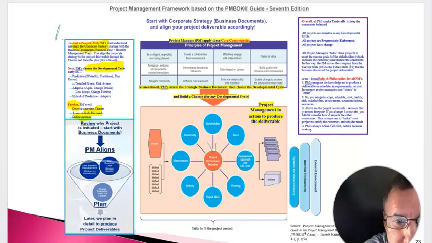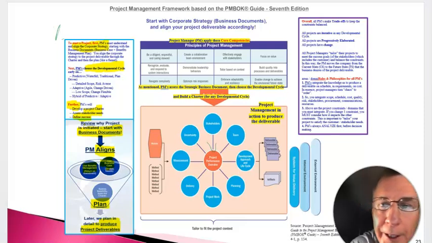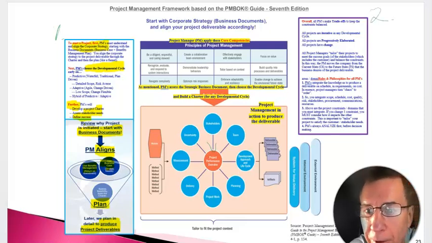This is a picture of everything I've been talking about. In fact, there's that funnel. Remember, you'll want to grab the business documents and make sure you align those documents, both the business case and the benefits management plan, into this detailed plan, which is going to help you produce your project deliverables. Bam! That's one vertical.